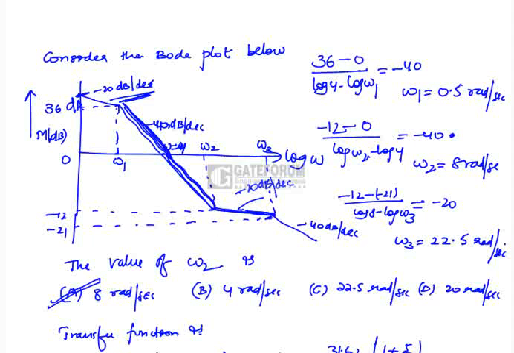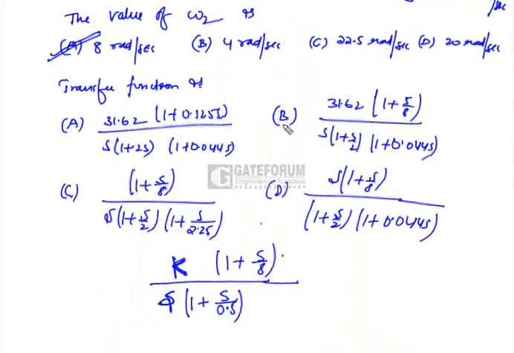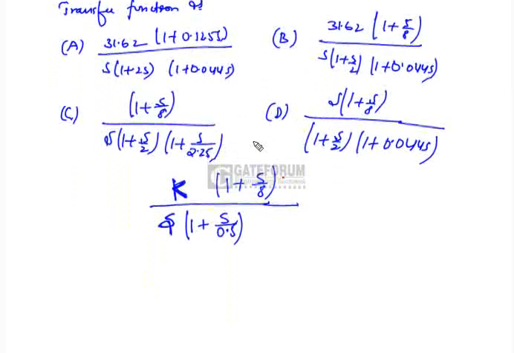Now at corner frequency omega 2, that is 8 radians per second, the slope changes to minus 20 dB per decade. What does it mean? There is addition of a zero at corner frequency omega 2. That means you have 1 plus s by 8. This is 1 plus s by 8. This is the transfer function we are seeing here: K times of 1 plus s by 8 in the numerator.